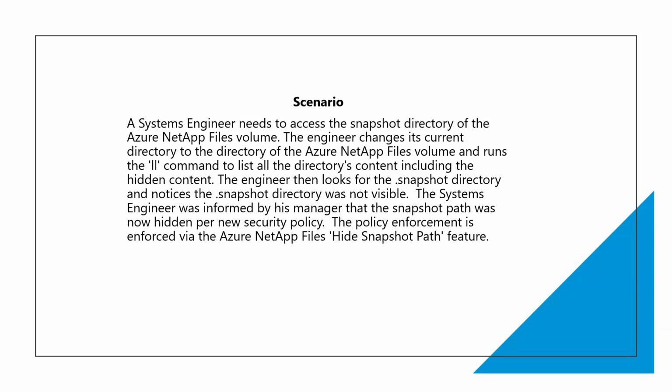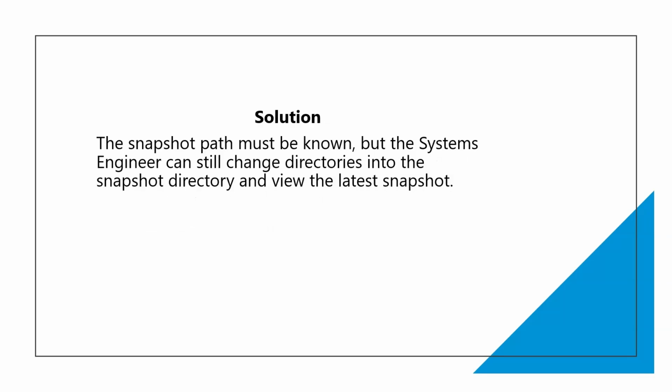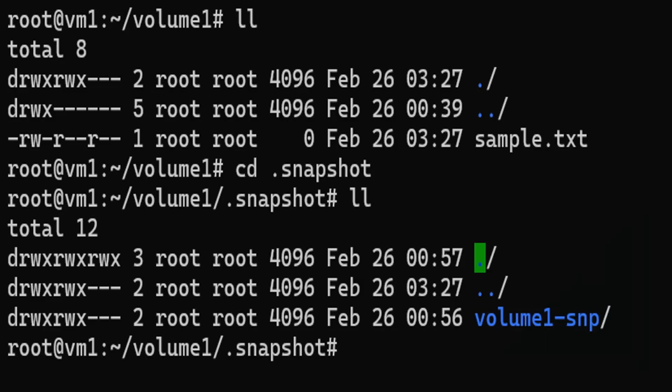Security informed the systems engineers that they can continue to access the snapshot directory after the Hide Snapshot Path feature is enabled. The snapshot path must be known, but the systems engineer can still change directories into the snapshot directory and view the latest snapshot.